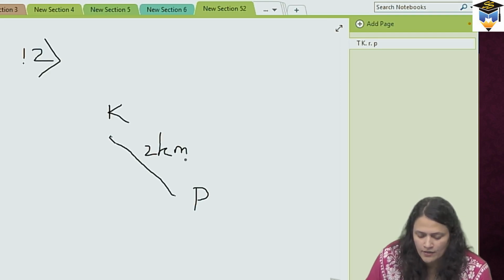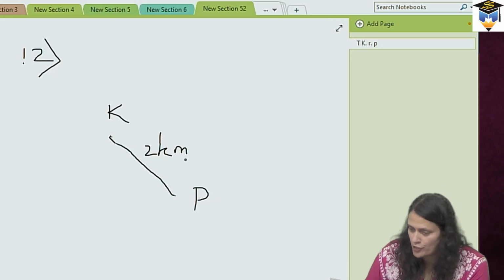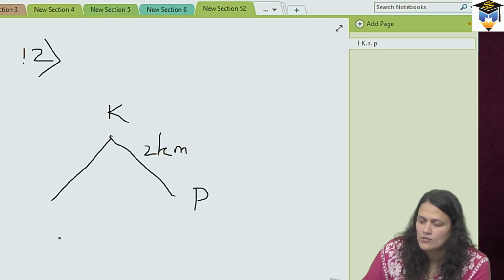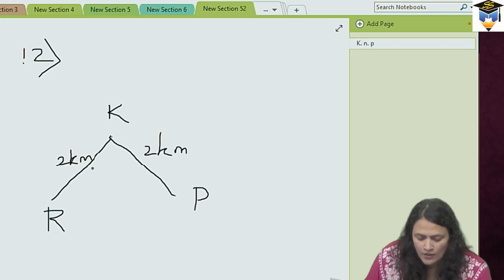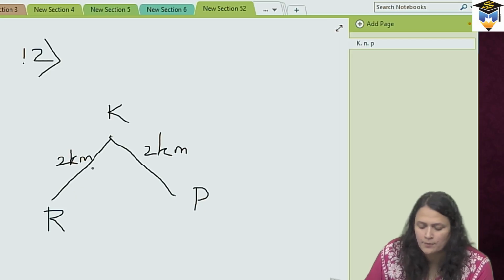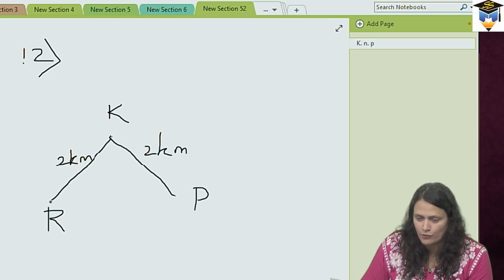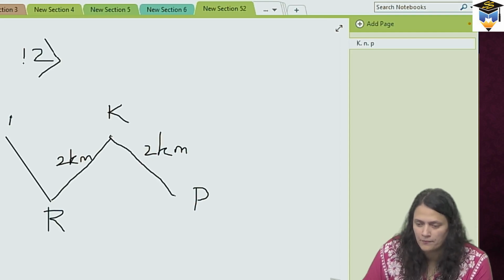Then next, R is another place that is located 2 kilometers away in the southwest direction. So southwest direction from where? From K. So here is R, which is 2 kilometers. Next, M is another place and that is located 2 kilometers away in the northwest direction from R. Northwest direction means we have to go up. Here is our M.